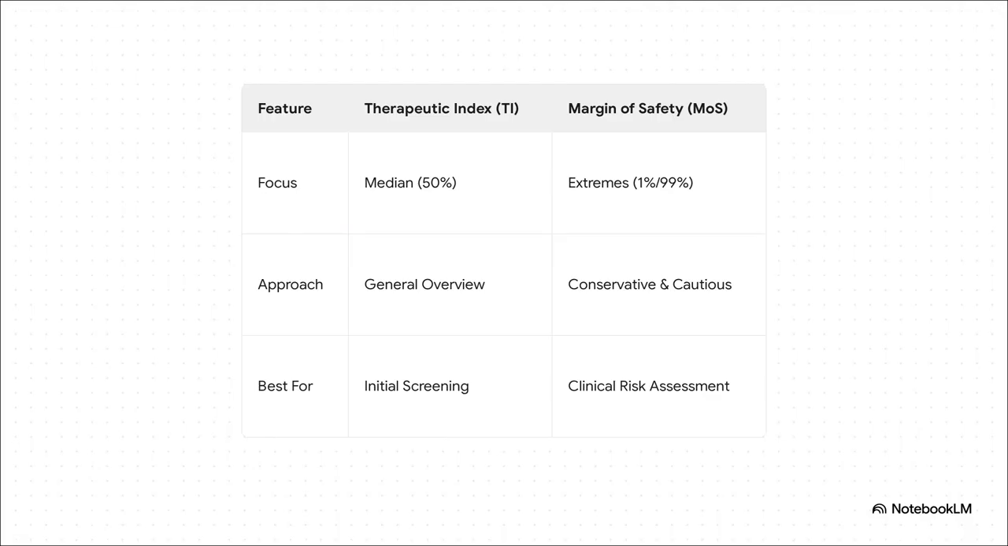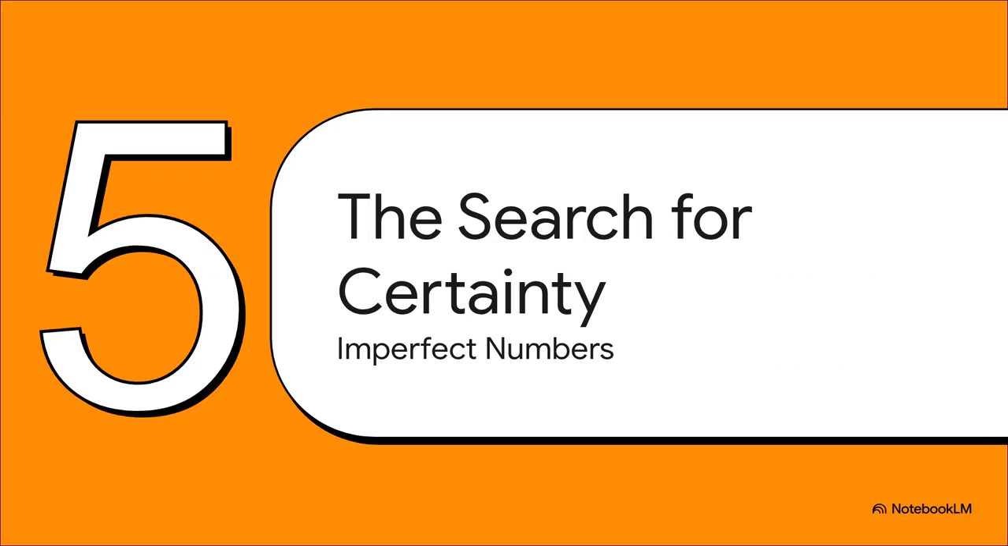So you can really see the difference here. The therapeutic index is fine for a quick general overview, maybe for early stage screening, but the margin of safety is what you need for the real world. It's conservative, it's cautious, and by focusing on those extremes, it does a much better job of assessing actual clinical risk. Its whole purpose is to make sure the dose that helps almost everybody doesn't accidentally harm even a small number of people.